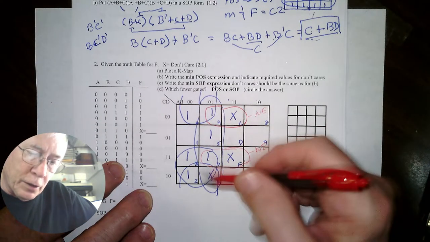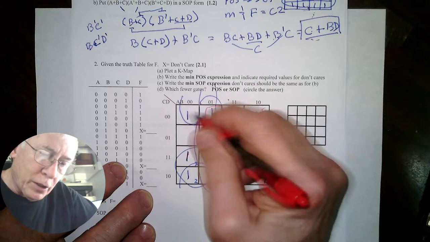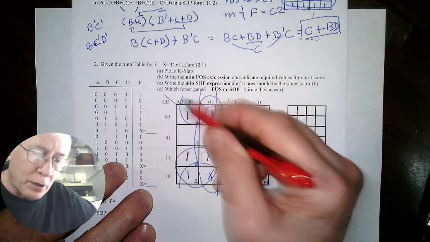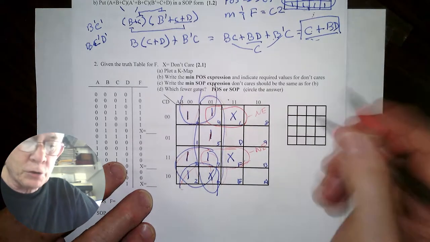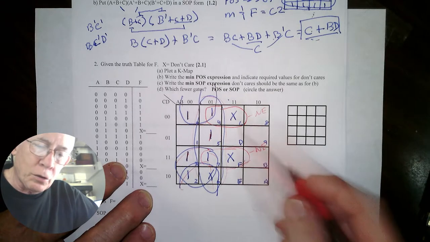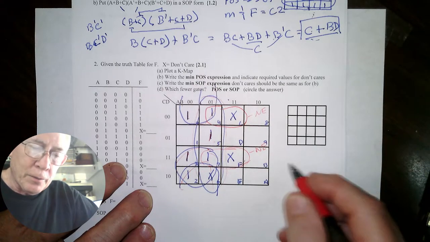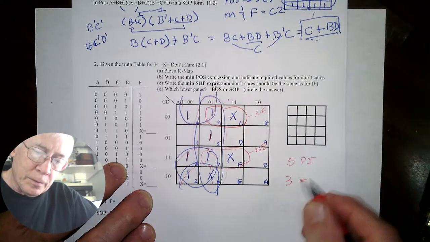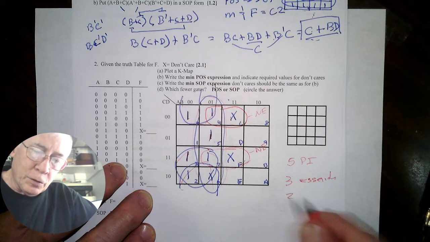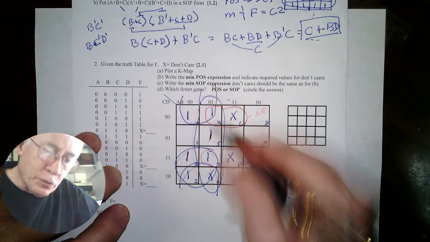And it turns out there's a 1 here that's not covered by anything else, a 1 here not covered by anything else, and a 1 here not covered by anything else. So all three, the wraparound group, the group of 4 here, and the column are all essential prime implicants. So I have a full total of 1, 2, 3 groups of 4, and 1, 2, so I have 5 PIs, 3 essential, and 2 non-essential. And then when I write the solution, I'm just going to look at the ones that I've circled there.